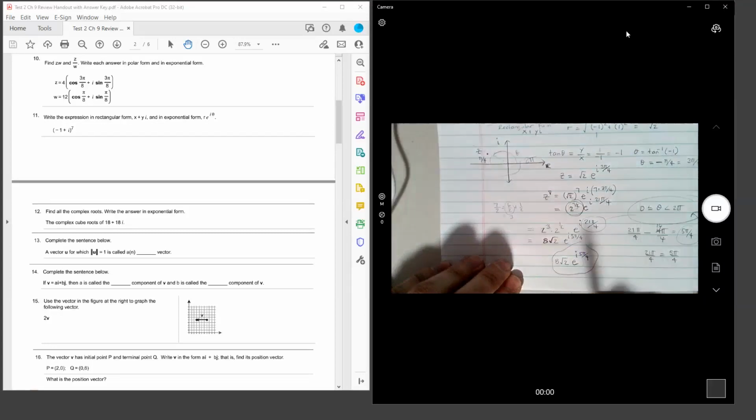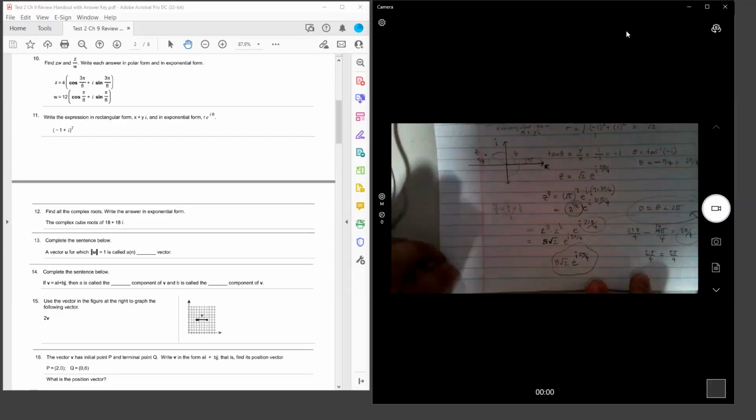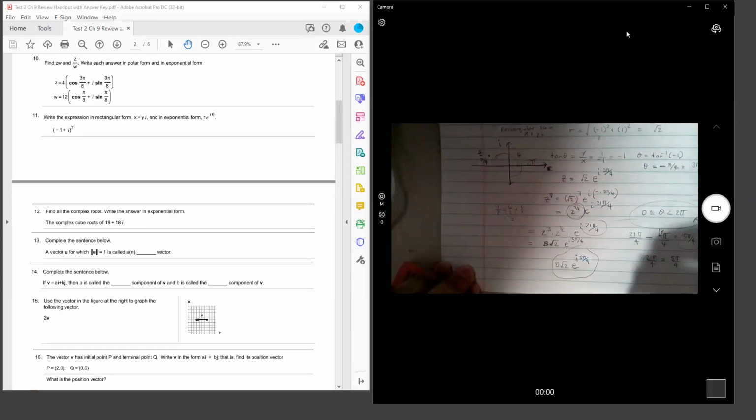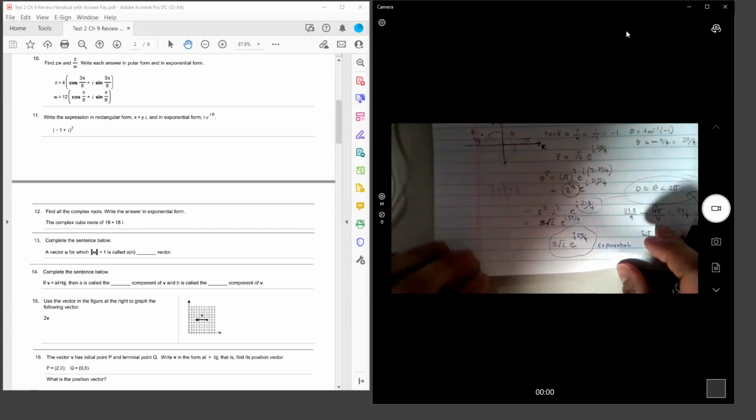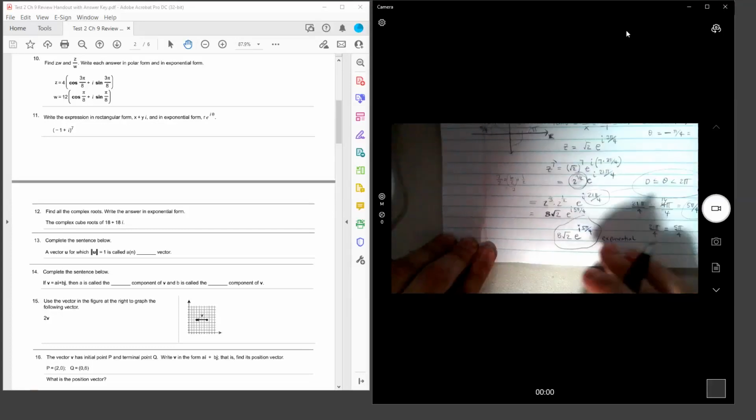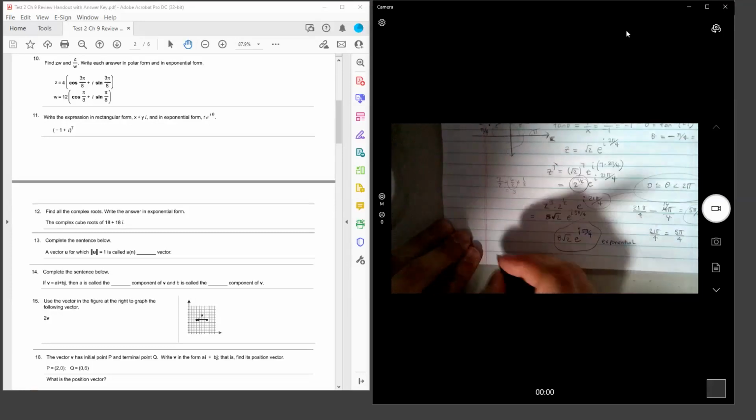What do they want? They want it in rectangular form. Okay, so our job is not done. So this is in exponential form. They want us to write it in rectangular form. So what I'm going to do is go from exponential to polar.